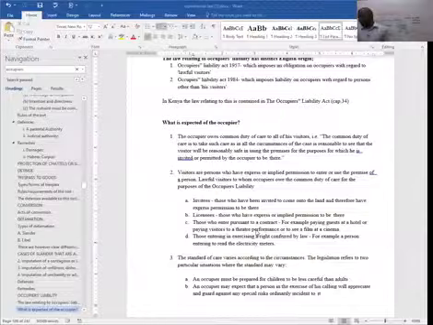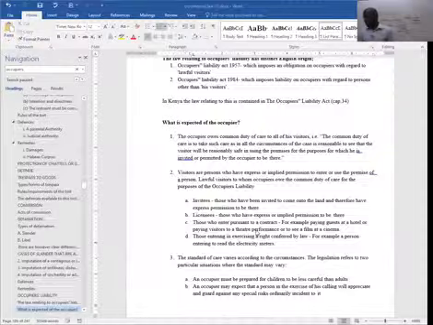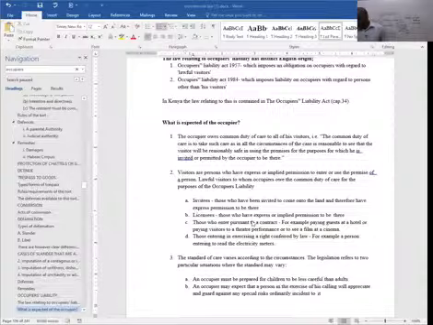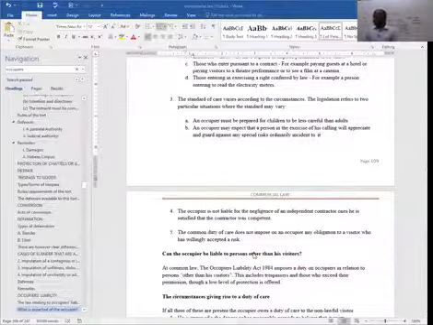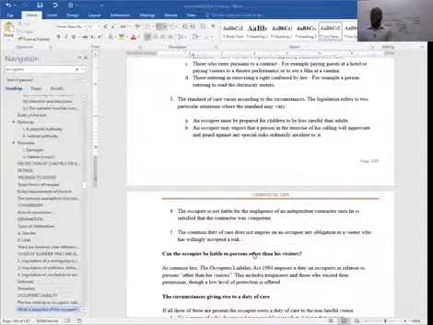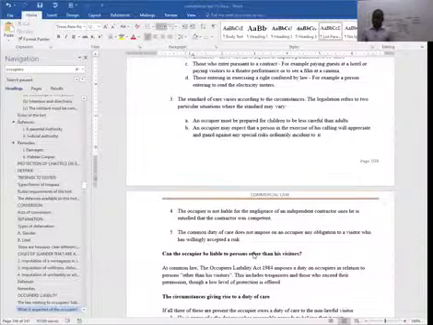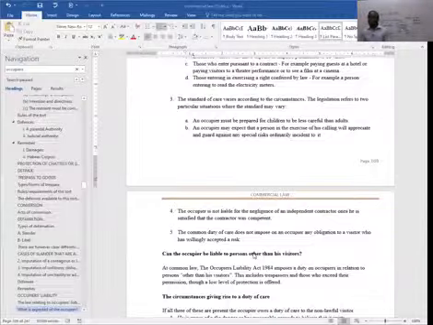So an occupier may expect that a person in the exercise of his calling will appreciate and guard against any special risks ordinarily incident to it. The occupier is not liable for the negligence of an independent contractor once he is satisfied that the contractor was competent. So the occupier of the premises cannot be held responsible for those accidents or failures of safety measures that arise out of the negligence of an independent contractor.